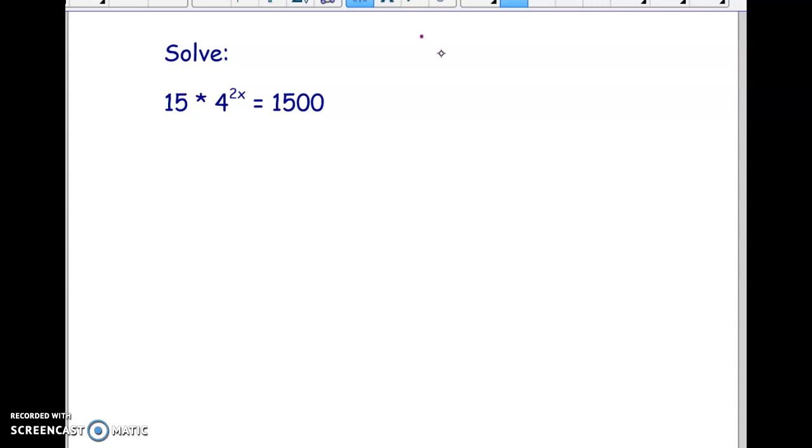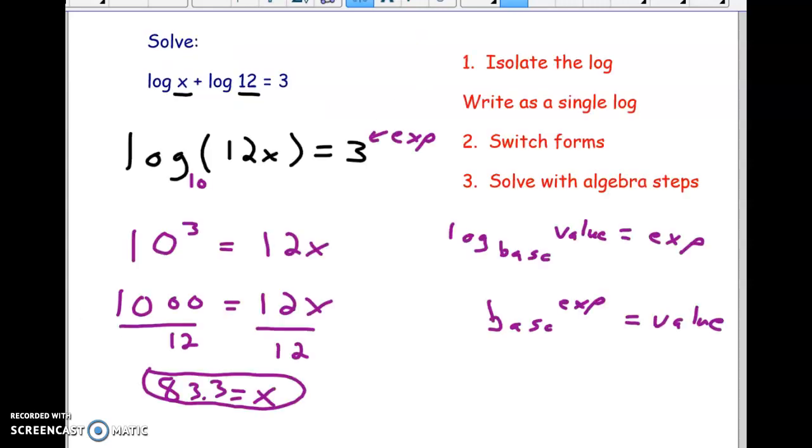Okay, so our next equation to solve this time is in exponential form. So it's going to be really similar to the steps we did in the log one. We're going to isolate, instead of the log this time, the base exponent, switch forms, and then solve with algebra steps.